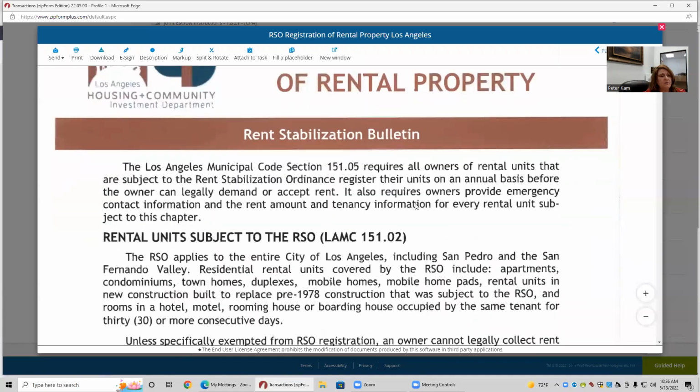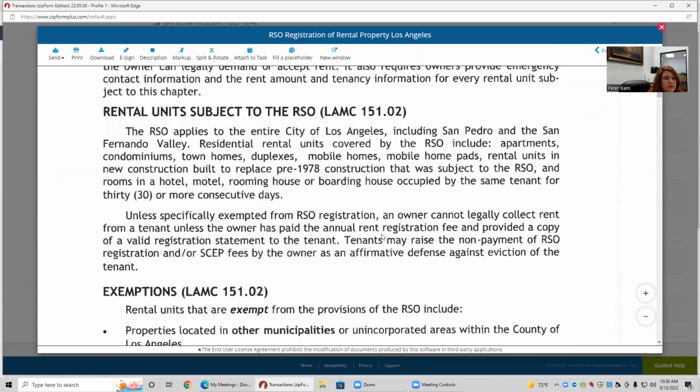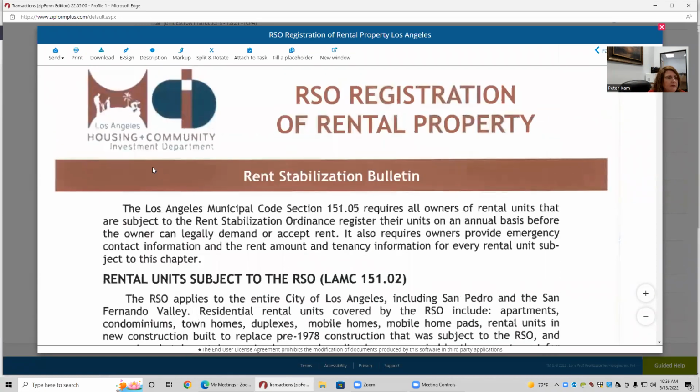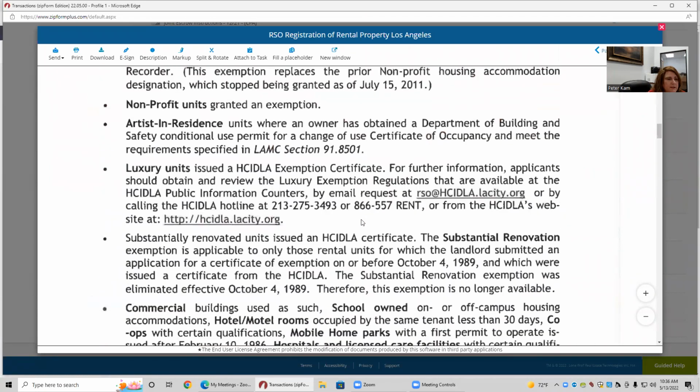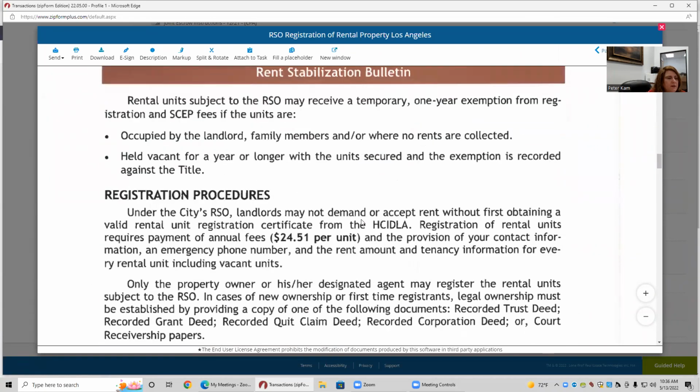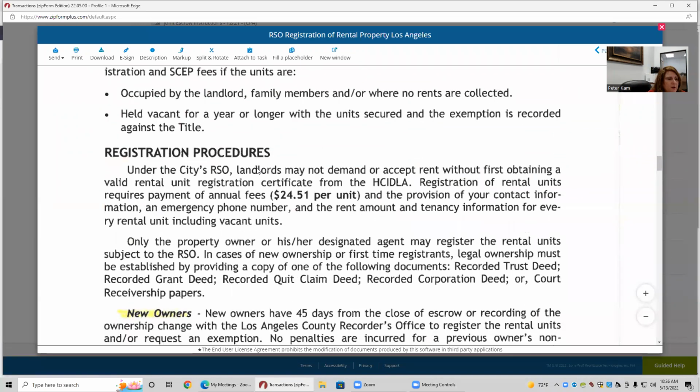The registration for the rental unit subject to rent control. This is a form that the Los Angeles Housing and Community Department puts out. So what's nice is, let me get down to here. It's telling the new owner how the registration process works, because it is required for rent control units in Los Angeles. And I've sold in Los Angeles.